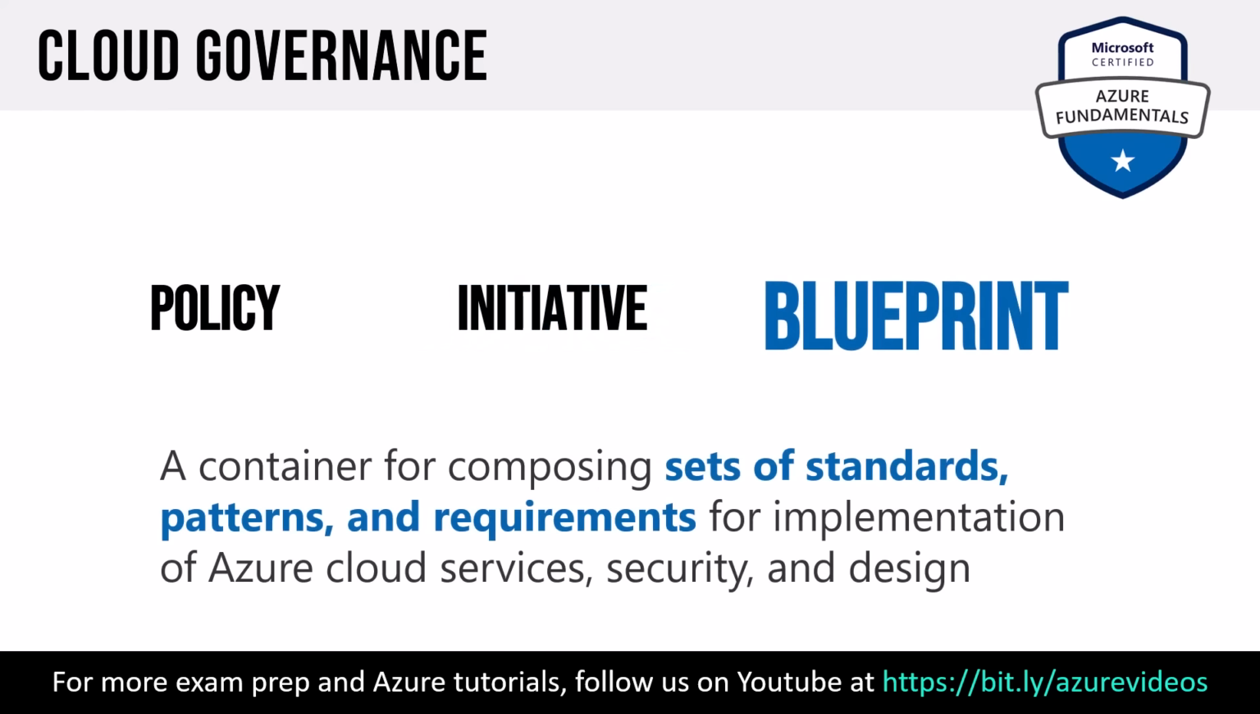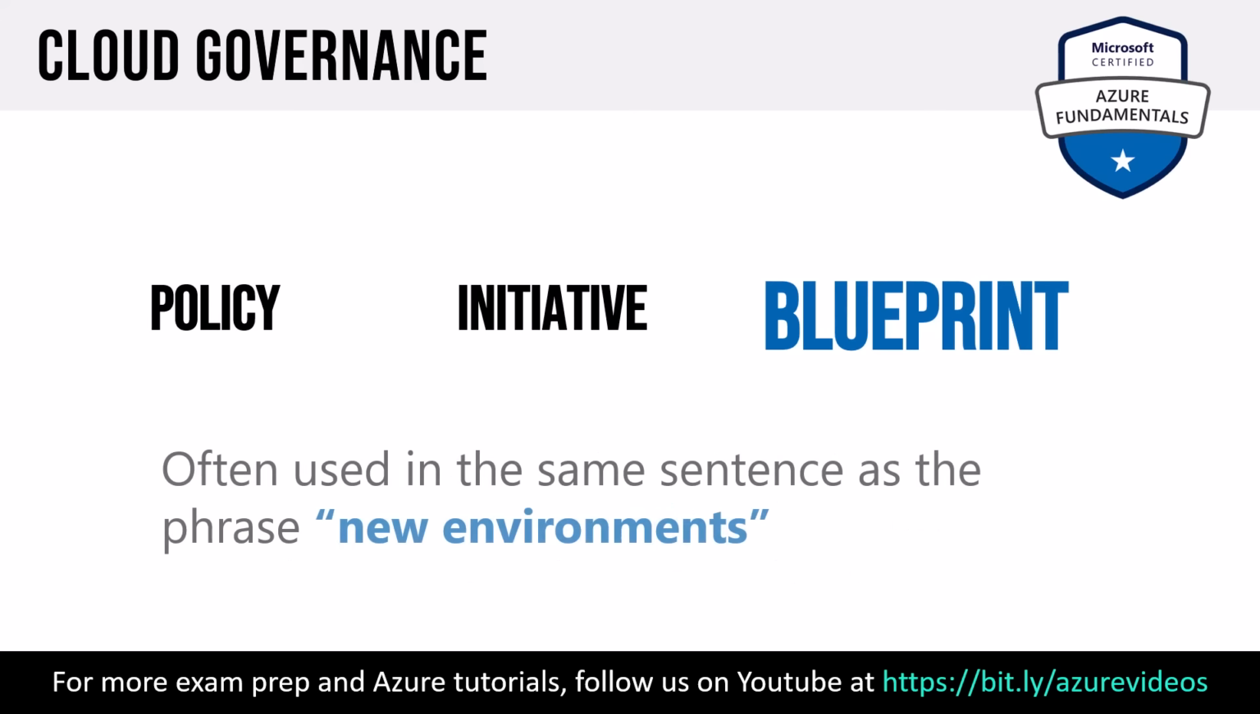And then we have an Azure Blueprint, which is a container for composing sets of standards, patterns, and requirements for implementing Azure Cloud Services, security, and design. When we hear of Blueprint, it's almost always in the context of a new environment. The fundamental difference between Azure Policy and an Azure Blueprint is that Azure Policy governs Azure resources, while the Blueprint is used to deploy and govern specific solutions comprised of multiple Azure resources.